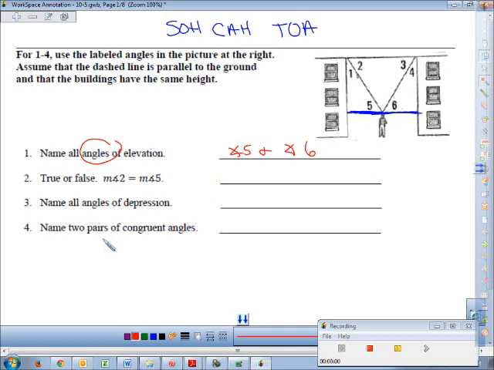True or false? Measure of angle 2 equals the measure of angle 5. I'll let you guys discuss that. Your thoughts. What do you think? If you want to say true, I need you to prove it to me. All right? I highlighted 2 lines in this picture, a red one and a blue one. Tell me what we will assume true about those.